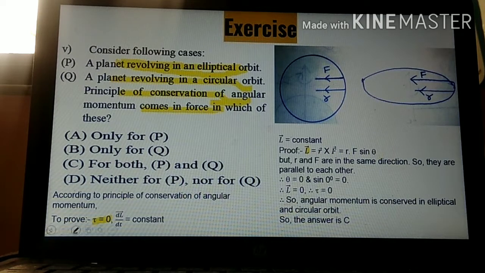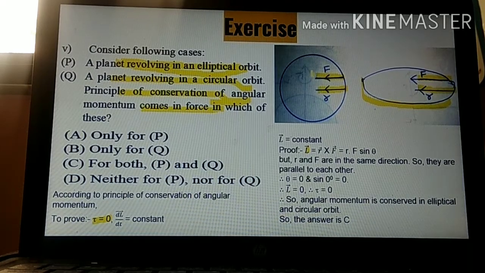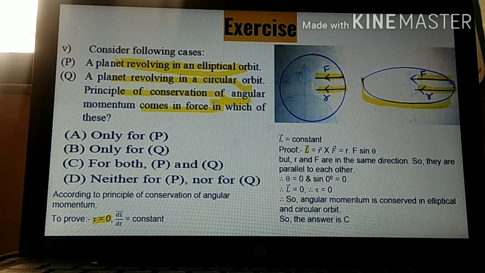If we take out this cross product, we will be getting rF sine theta. But you will see that whenever the object is moving in a circular manner, the radius vector as well as force are in the same direction. The radius vector is directed towards the center as well as centripetal force is also directed towards the center. Whenever the planet is moving in a circular orbit. Similarly, when the planet is moving in an elliptical orbit, radius vector is directed towards the center, as well as centripetal force is also directed towards the center. So both are in the same direction. So what is the angle being created? They are parallel to each other first of all, and whenever they are parallel, the angle created is 0.